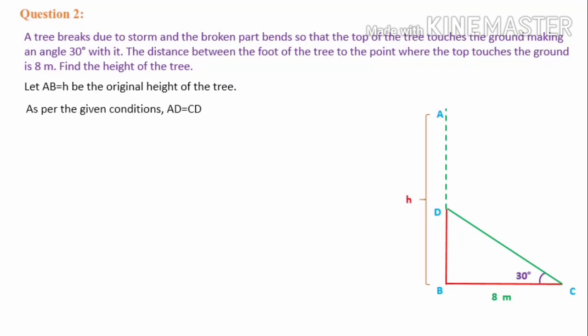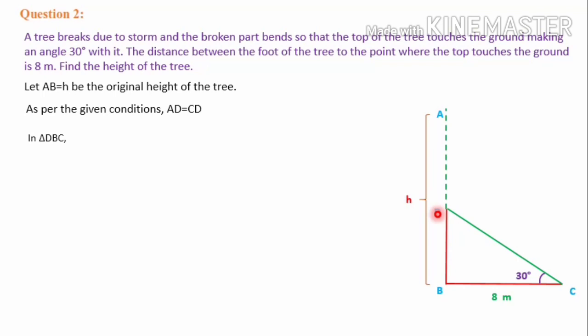Here, as per the given conditions, AD and CD are equal because AD is the broken portion. The tree breaks at D and from D, it is bending and the top A touches at C here. So AD and CD are equal. That is what the given condition, or from the diagram we can write.